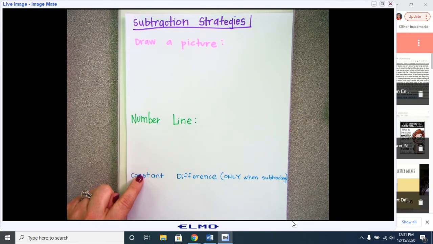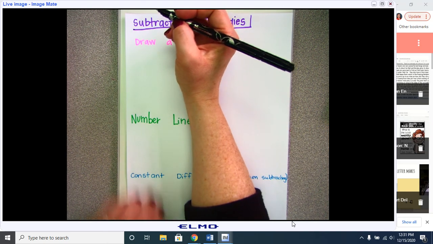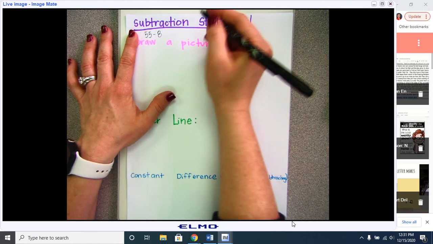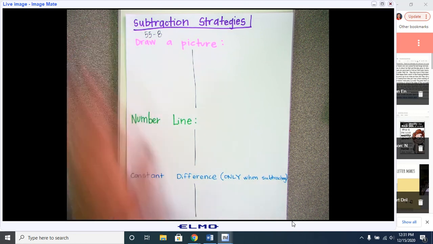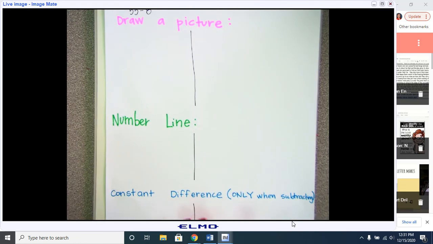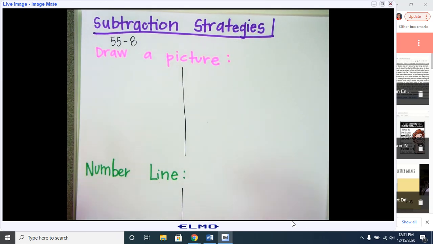So what I'm going to do is show you 2 problems using these 3 strategies. Okay, the first problem I'm going to do with a black pen. And the first problem is 55 minus 8. Okay, and that'll be my black pen on the left. So 55 minus 8. I'm going to zoom in a bit. And I'm going to start with drawing a picture.